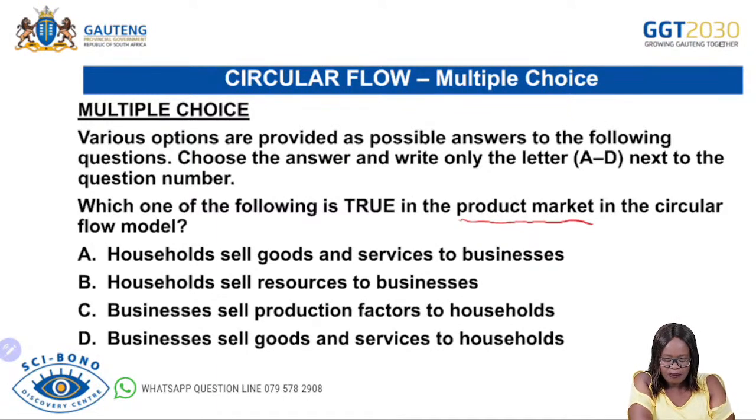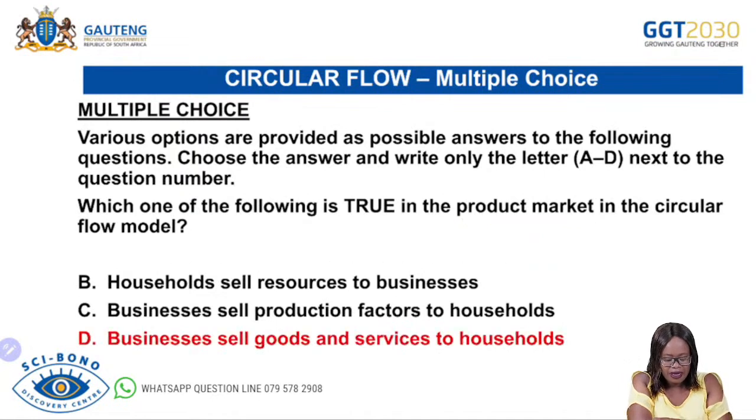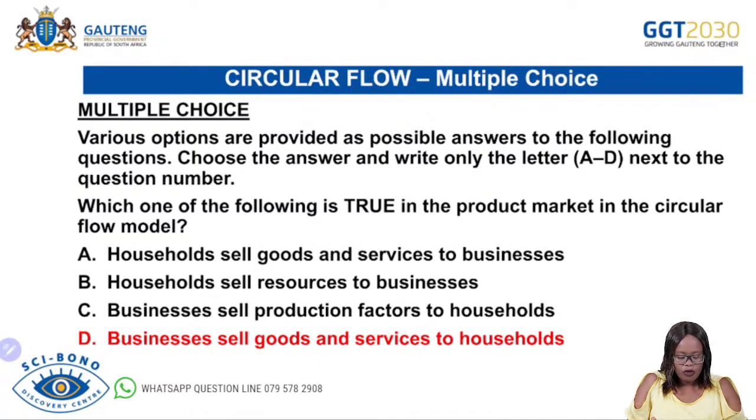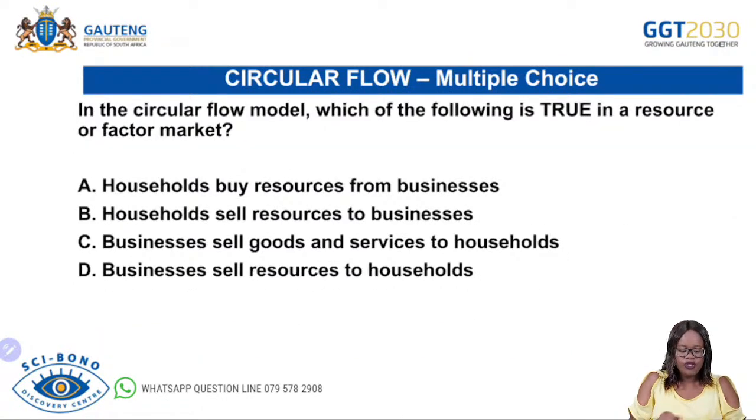Now looking at the options that have been given here, we find that the correct option is going to be option D. Option D reads as follows. It says that businesses sell goods and services to households, and that is the correct answer.